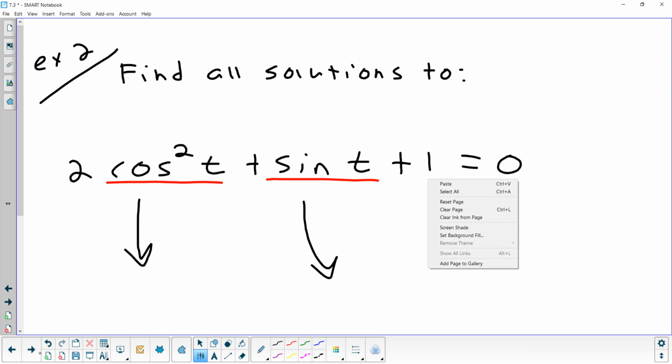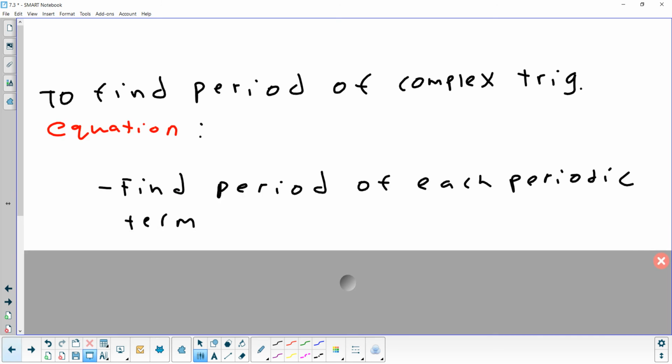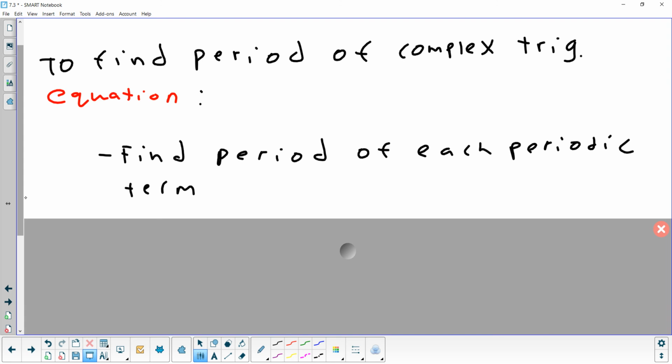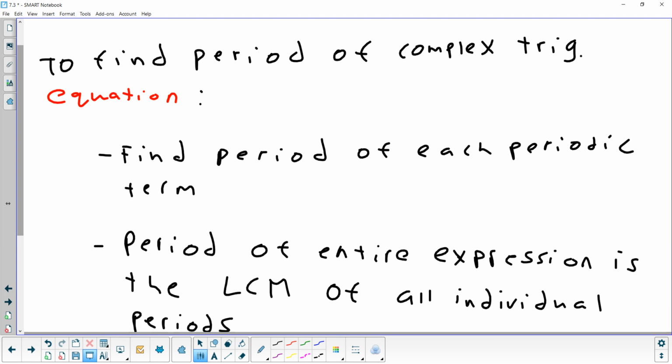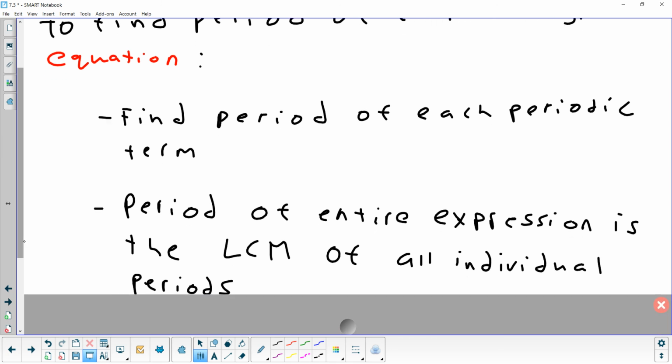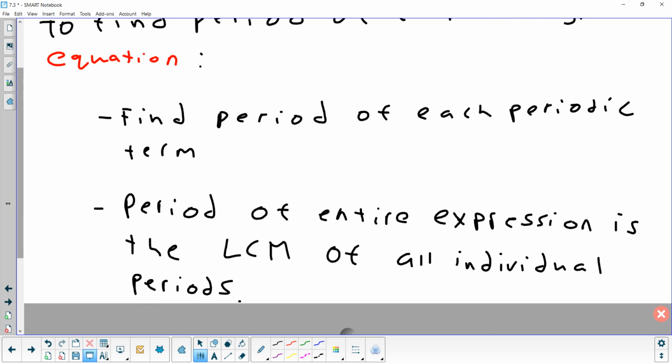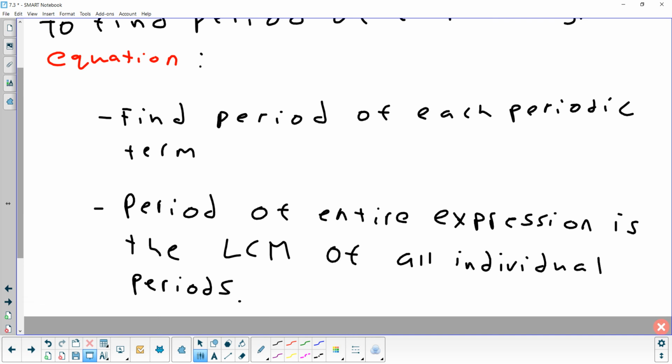So when we're looking at finding the period, the first step is just to focus on the trig functions. Don't worry about numbers. Numbers don't matter. So find the period of each periodic term. A periodic term is a trig term, not a constant or anything like that. And then once you know the period of each individual trig term, the period of the whole thing is the least common multiple of the individual periods.